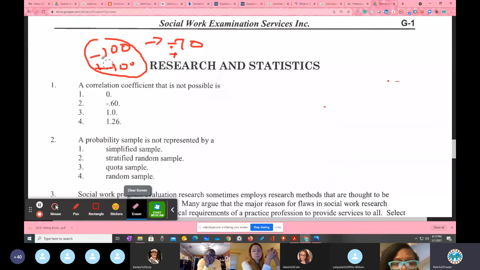So if 100 is perfect, they're not going to say, I'm sorry, Cindy, did you know there's 127% chance that this is your child? What? 100 is perfect. I can't get any better than 100. So the answer is 1.26, because that's not possible. Right. Got it. Okay. Thank you.